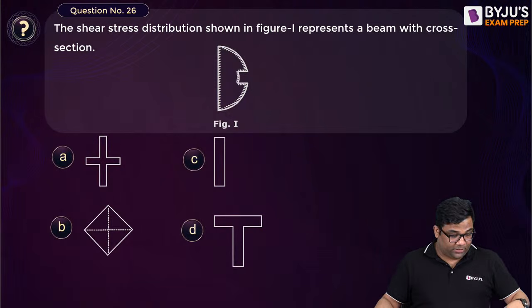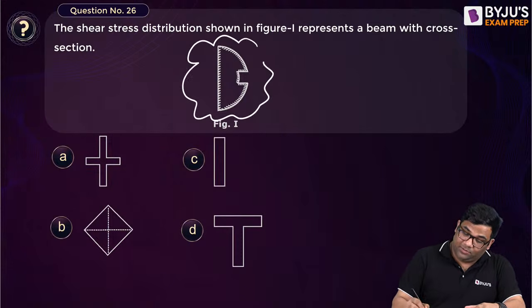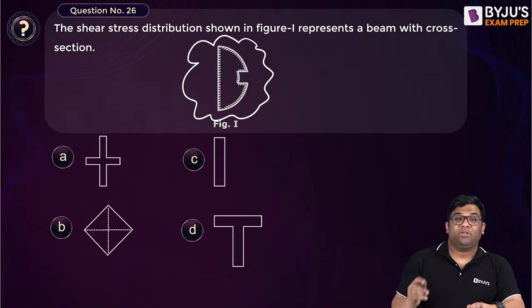Next question, 26th question. Shear stress distribution. Come on, a little fast. We are going a little slow. Shear stress distribution, which is this? This is the shear stress distribution given. Now this belongs to which beam, which cross section? This shear stress distribution belongs to which cross section?